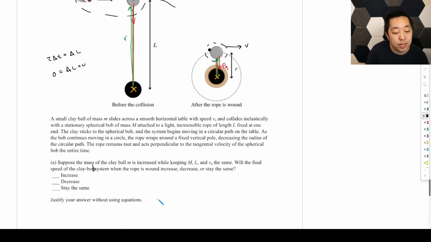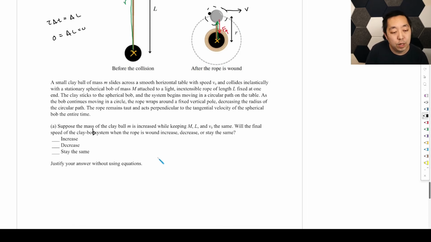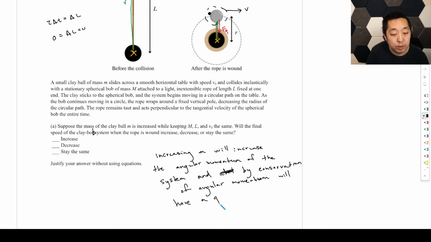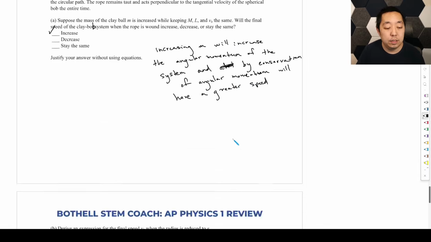So ultimately, increasing the mass increases the amount of angular momentum. So increasing m will increase the angular momentum of the system. And ultimately, by conservation of angular momentum, we'll have a greater speed. Okay, so let's look at a derivation for that.